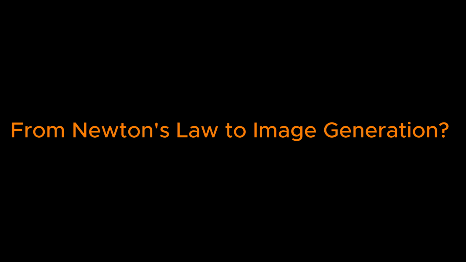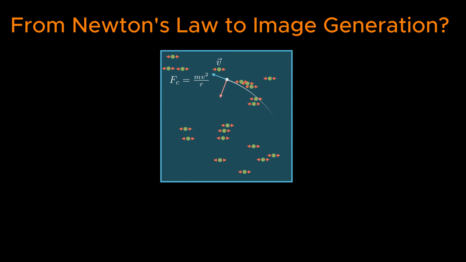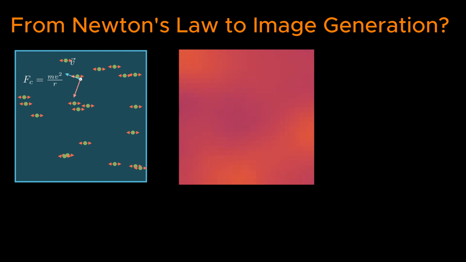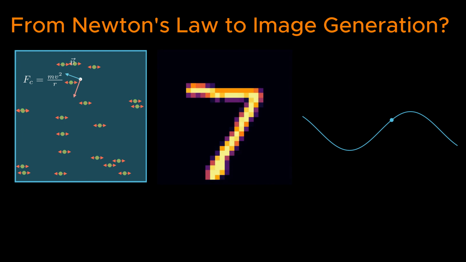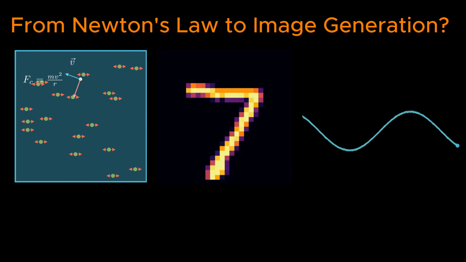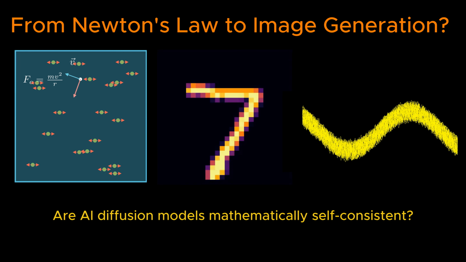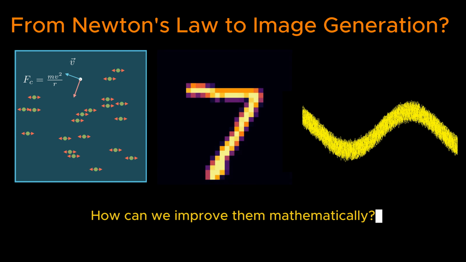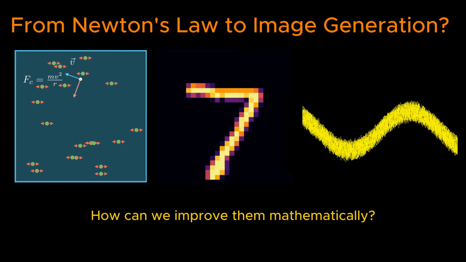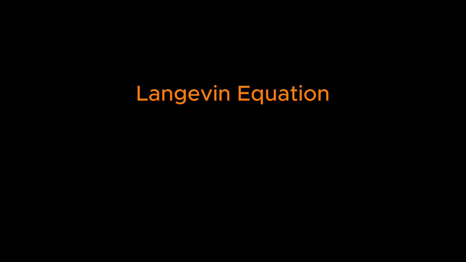But how exactly do we mathematically start from Newton's law of motion for a particle under random force from a background liquid and end up with breathtaking images? How does a deterministic equation like Newton's law turn into a probabilistic description and play a central role in both physics and AI? Are the machine learning diffusion models we use today fully self-consistent, or do they have limitations? And if they do, how can we refine these models to create even more stunning and realistic images? Let's break this down step by step, starting with the Langevin equation.